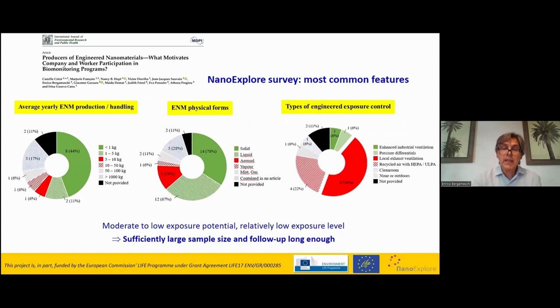As a first preparatory step, we identified and defined target nanomaterials, manufacturing processes, potentially exposed workers, biomarkers, and biomonitoring procedures relevant for exposure and health by reviewing the published literature and technical reports.